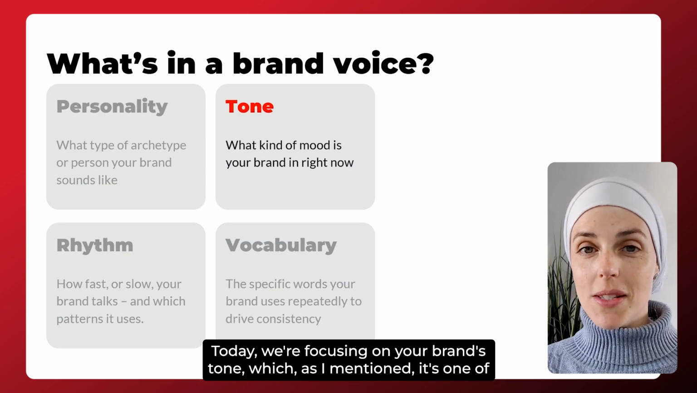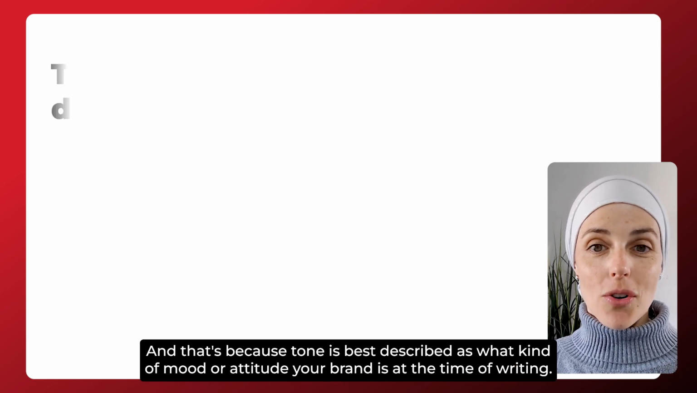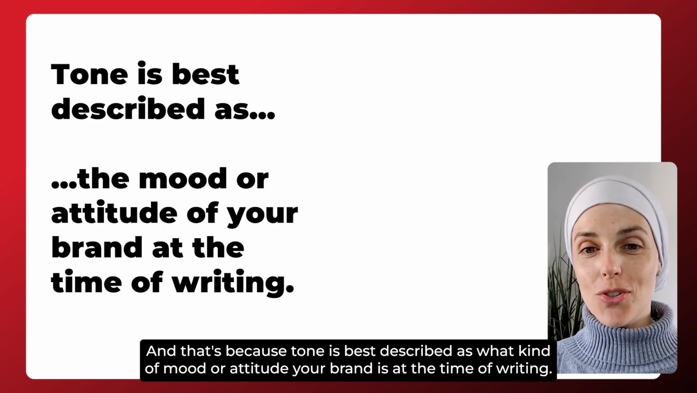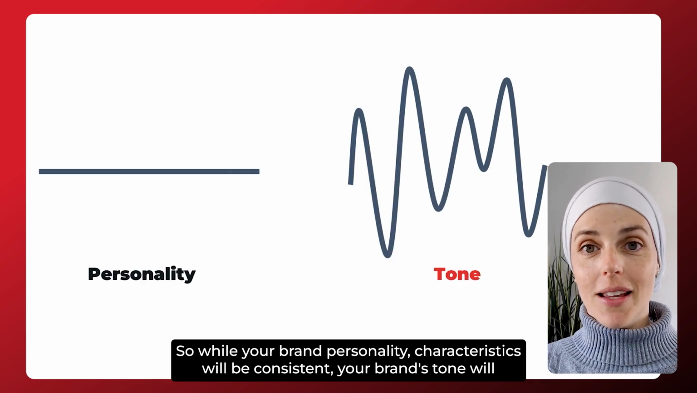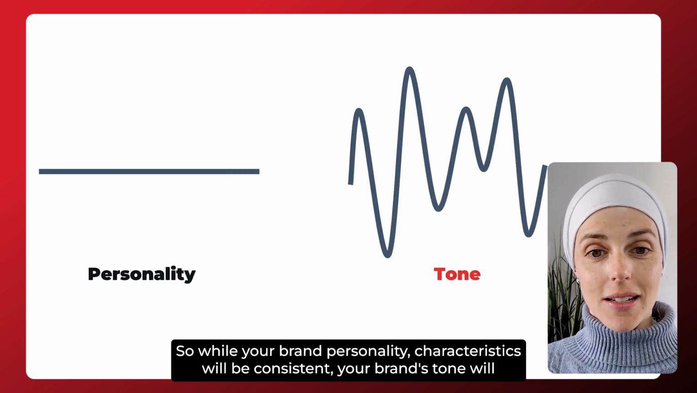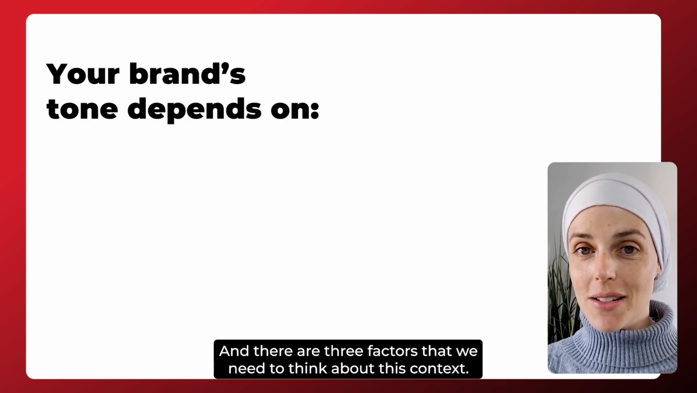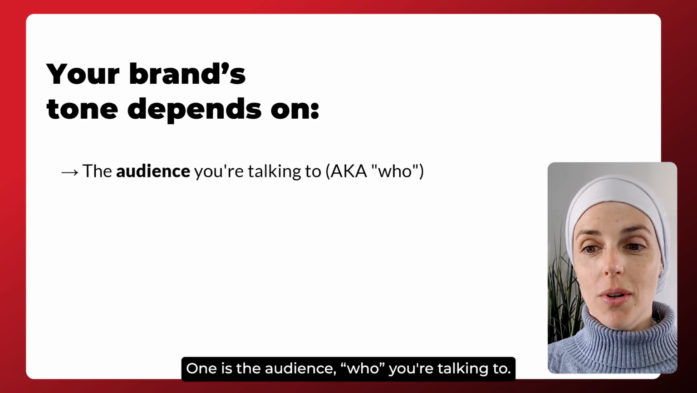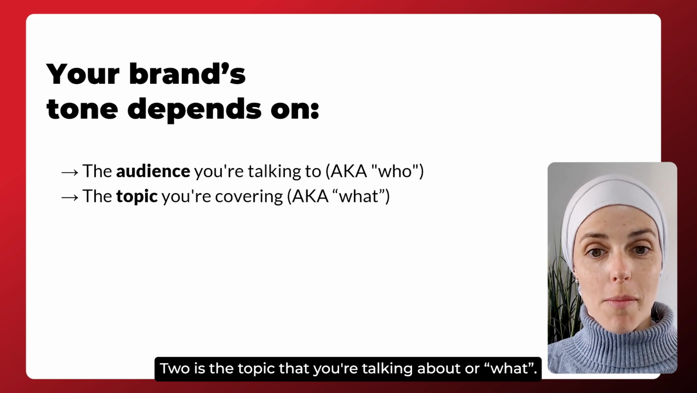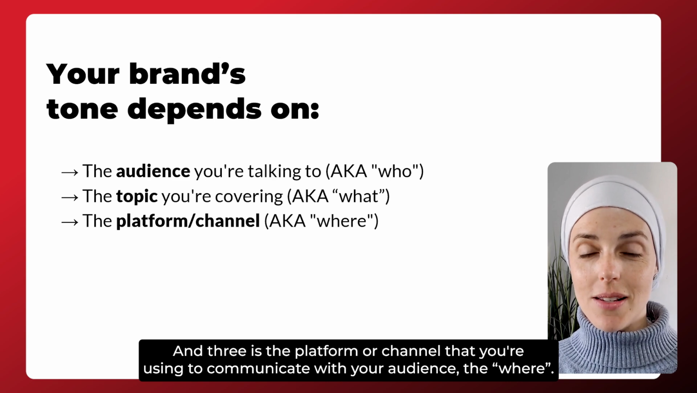So today, we're focusing on your brand's tone, which is one of the hardest things for people to pin down. And that's because tone is best described as what kind of mood or attitude your brand is in at the time of writing. So while your brand personality characteristics will be consistent, your brand's tone will vary depending on the context surrounding it. And there are 3 factors that we need to think about for this context. 1 is the audience, who you're talking to. 2 is the topic, what you're talking about. And 3 is the platform or channel that you're using to communicate with your audience, the where.